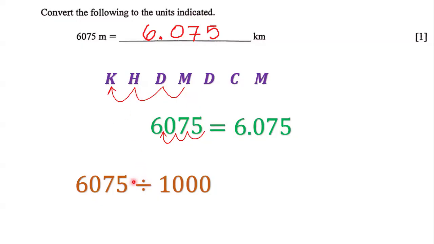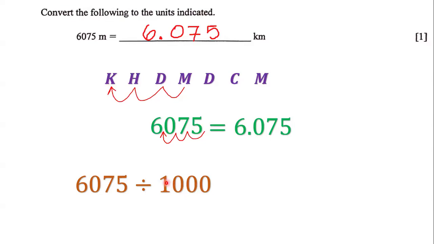So if you want to show the division, that's also fine. You say 6,075 divided by 1,000. That's how some people teach it. We divide by 1,000. Why do we use 1,000? We use 1,000 because we move over how many times? Three times. We move over 3 times and we just put the 1 there.